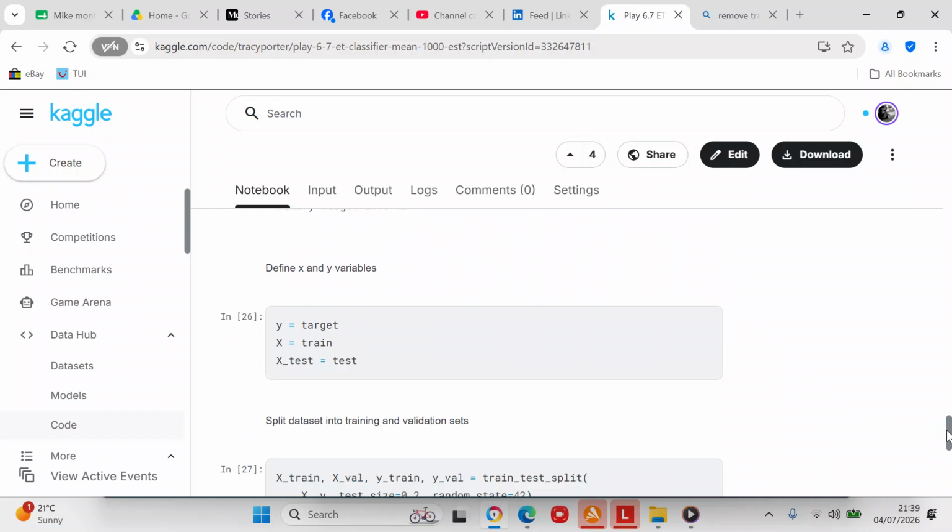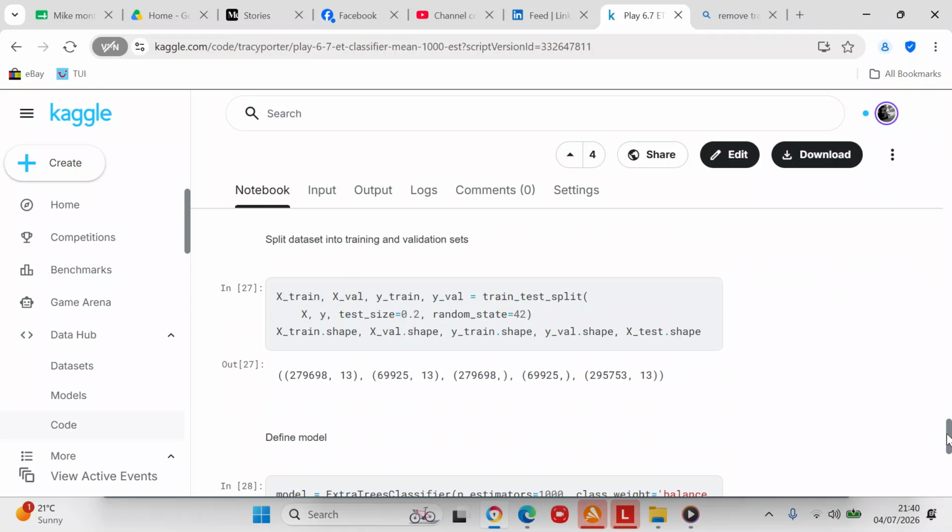Y is your target, which we have already created earlier on in the program, and X is your train, and X test is your test. We're going to use train test split with sklearn to split the X and Y variables into training and validation sets. Then we check the shape of these data frames to make sure they have the correct shapes. They all have 13 columns of data and the same number of rows.